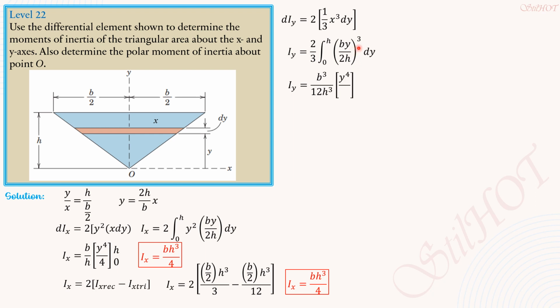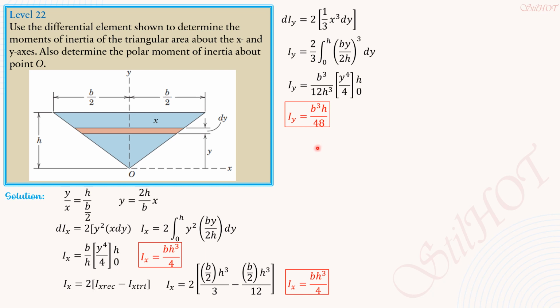Then the integral of y cubed dy is y to the fourth over 4 from 0 to h. So h to the fourth over 4, cancel, h cubed. So this is b cubed h over 48. So Iy is b cubed h over 48.